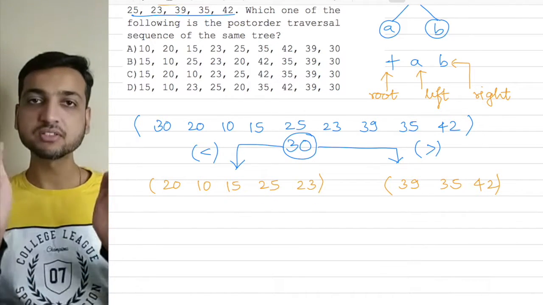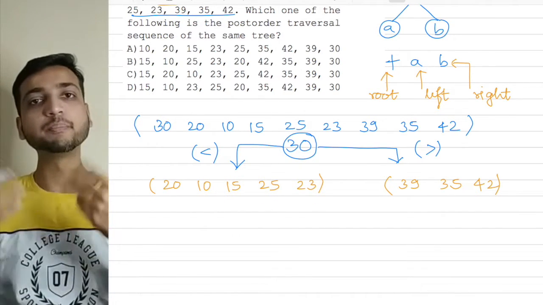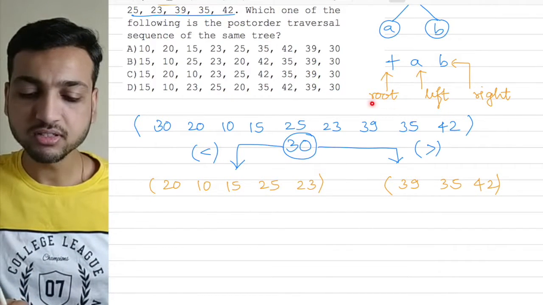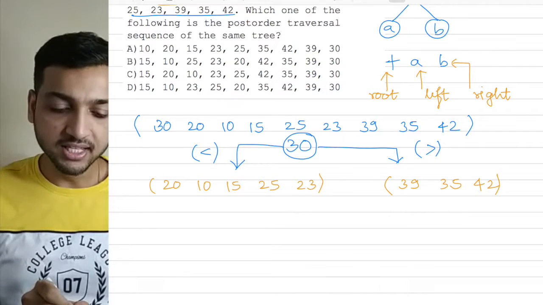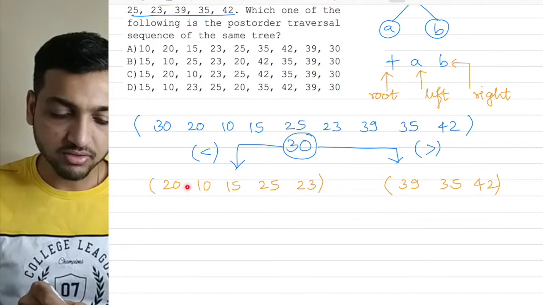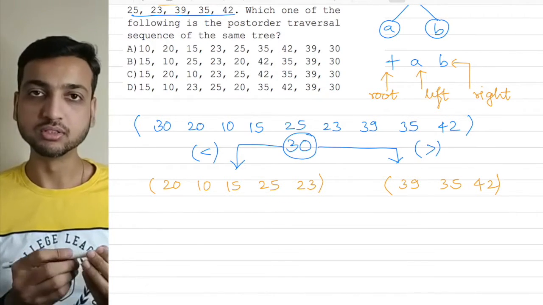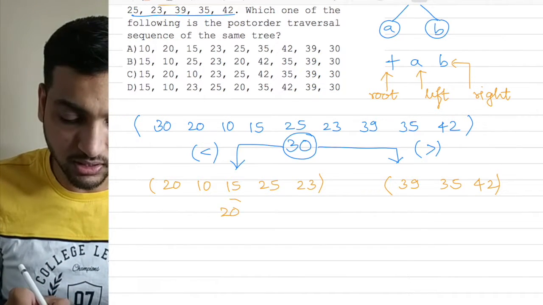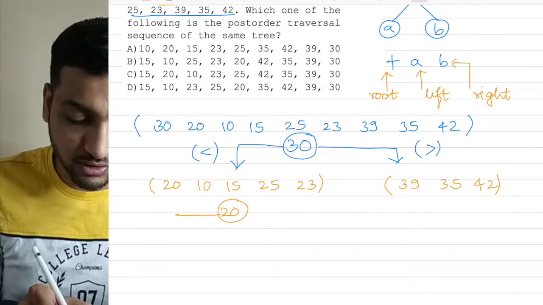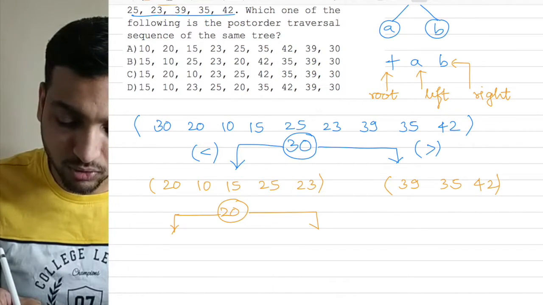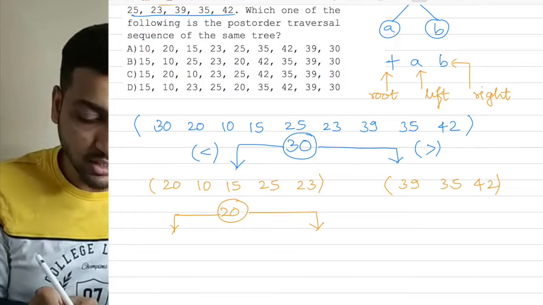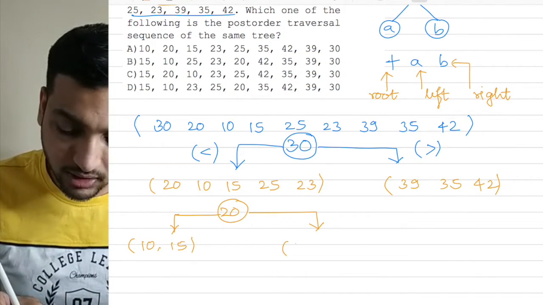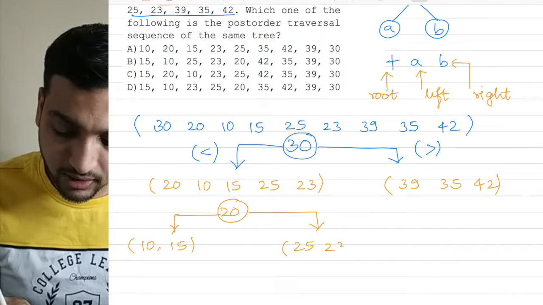Now the left subtree is also going to follow a pre-order traversal. So again, applying the same property, in pre-order traversal the first thing we visit is the root. So in this pre-order traversal, the first value is also going to be the root. So 20 is going to be the root. I'm going to mark it again as the root here, and everything to the left is going to be less than 20, everything to the right is going to be greater than 20. So let's make a note of that. 10 and 15, and greater than this we have 25 and 23.